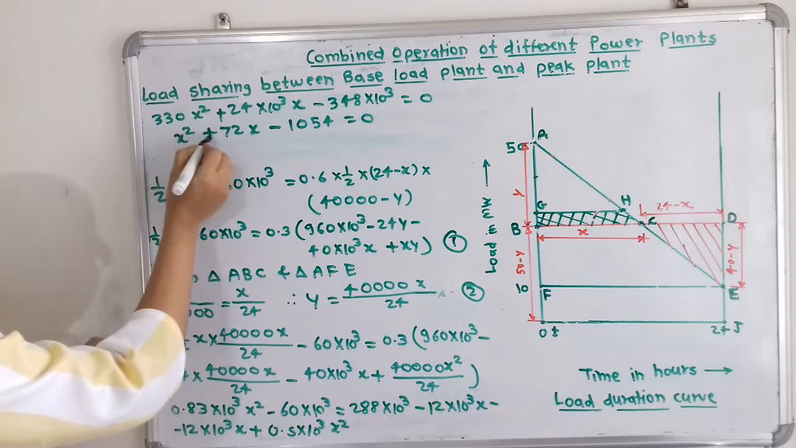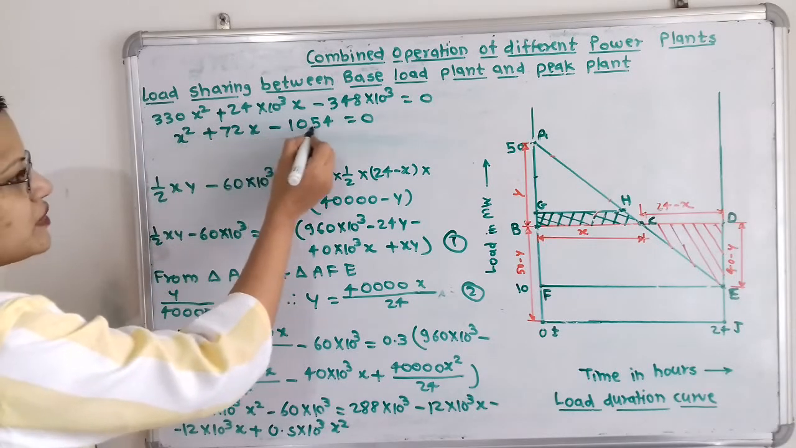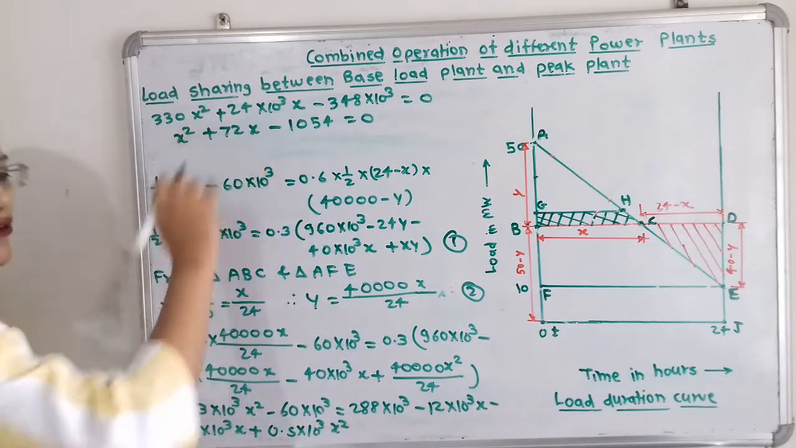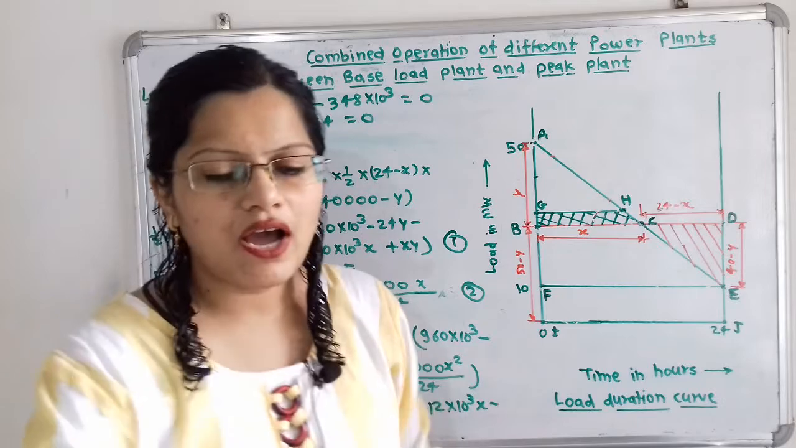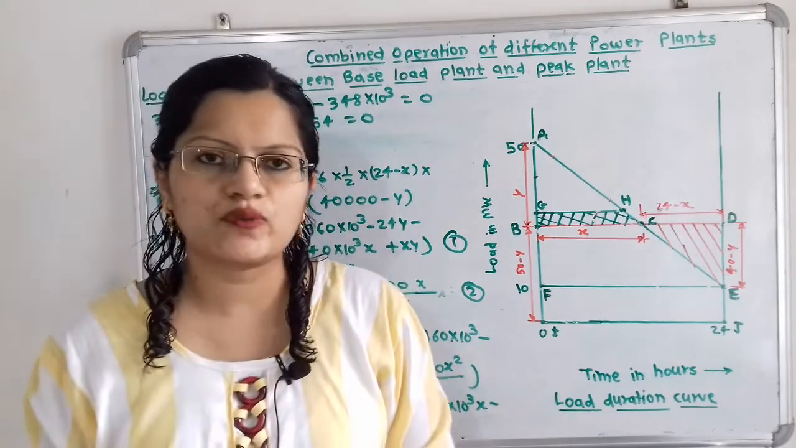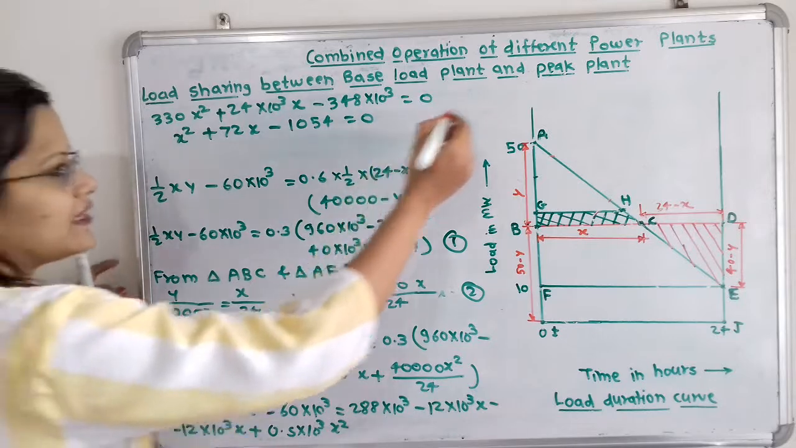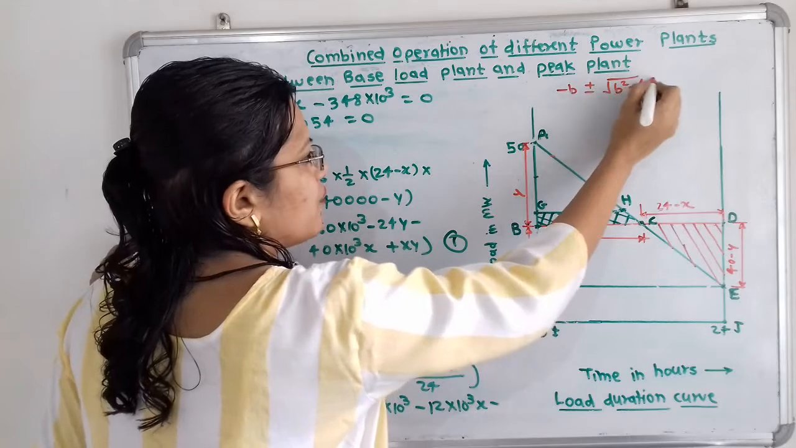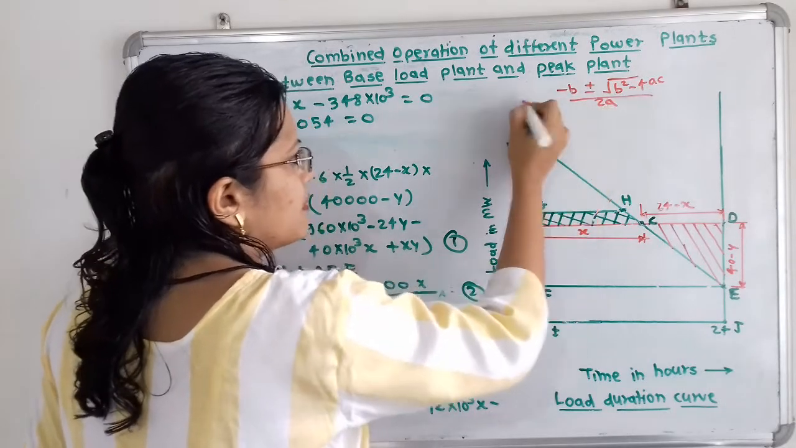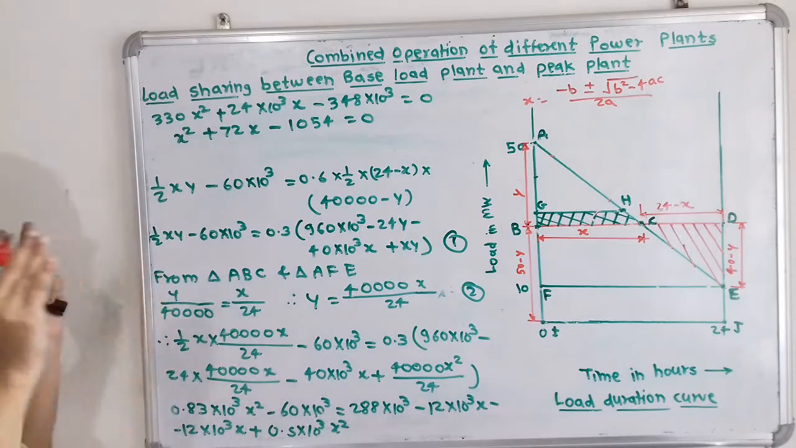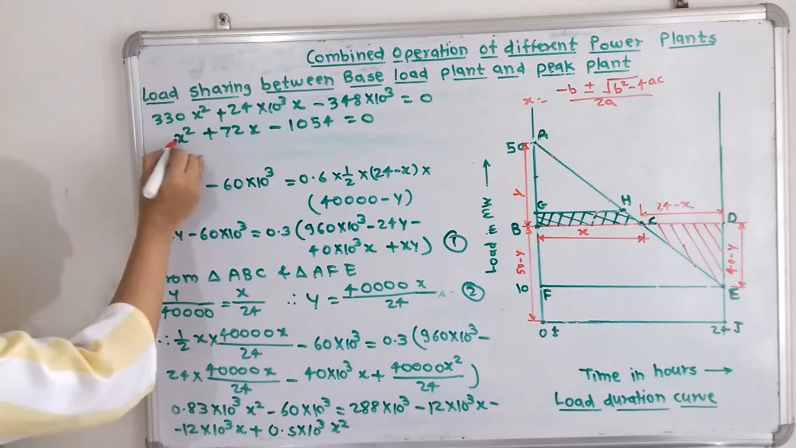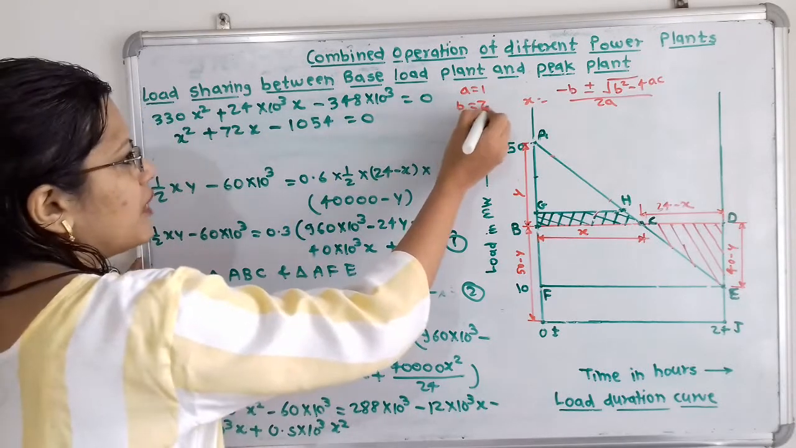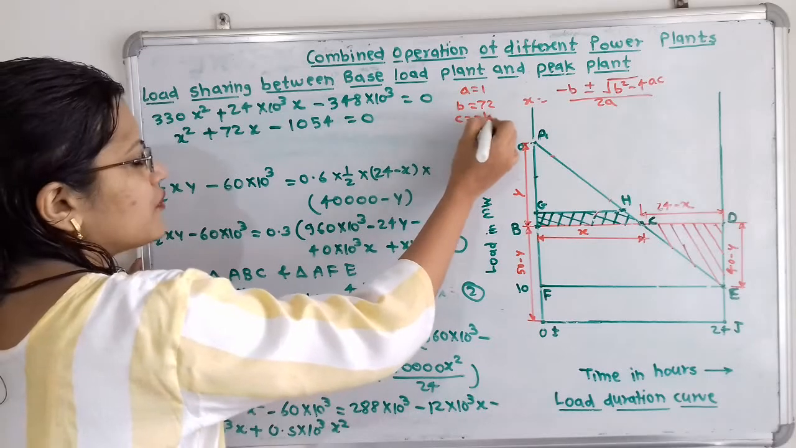Then it will become x² + 72x − 1054 = 0. So this is the second order equation and we have to find the value of x. How do we find the roots of this equation? We have the formula x = (−b ± √(b² − 4ac)) / 2a. Now what are a, b, c? a is nothing but the coefficient of x². So a = 1, b = 72 and c = −1054.